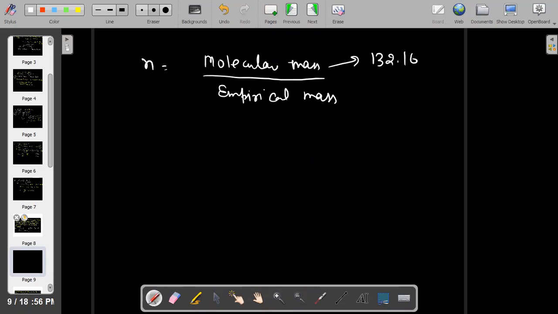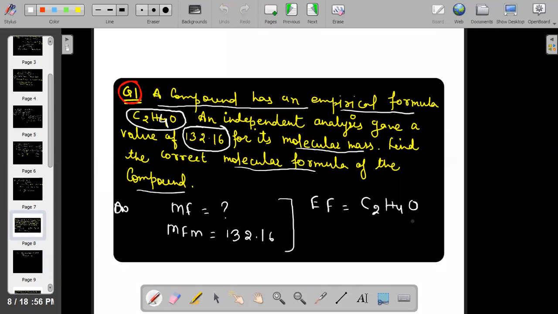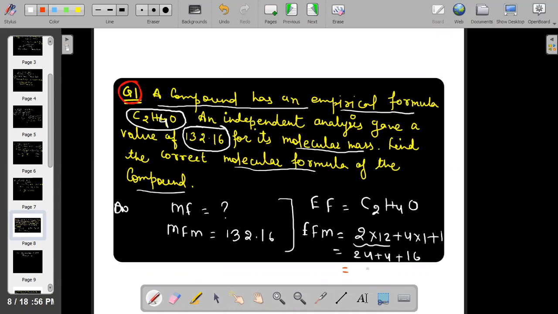Now let's move to the question. What is the empirical formula? C2H4O. So what is the empirical formula mass? Carbon 2 times, so 2 into 12. Hydrogen 4 times, so 4 into 1. Oxygen 16. So 24 plus 4 plus 16, what should be the value? 24 plus 4 is 28, plus 16 is 44. Clear? We got the empirical formula mass.